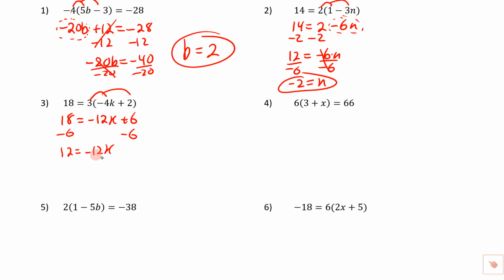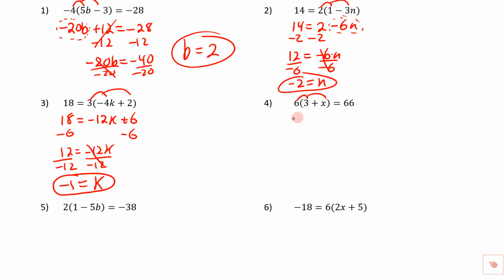We want to get the k all by itself, so all we're going to do is divide by negative 12. There are times where people will say, oh, I'm going to divide by negative 12k. We like the k on that side. We want to leave it there. So when those cancel, we have a k on this side, and we have 12 divided by negative 12. That's going to be negative 1. We'll go ahead and circle that.